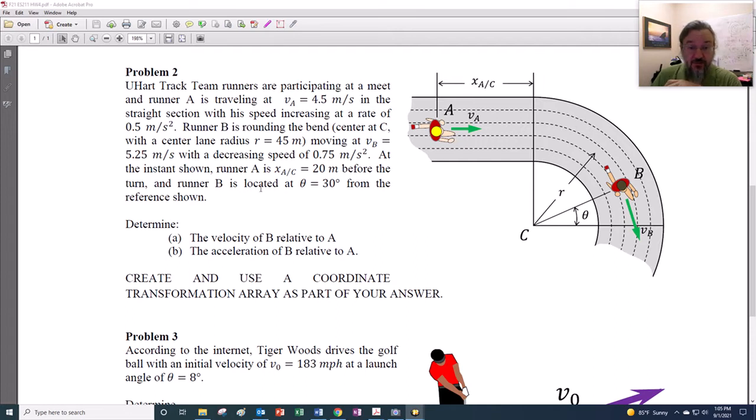Before the turn, runner B is here at 30 degrees from the road. We want to find the velocity of B with respect to A, and we want to find the acceleration of B relative to A.